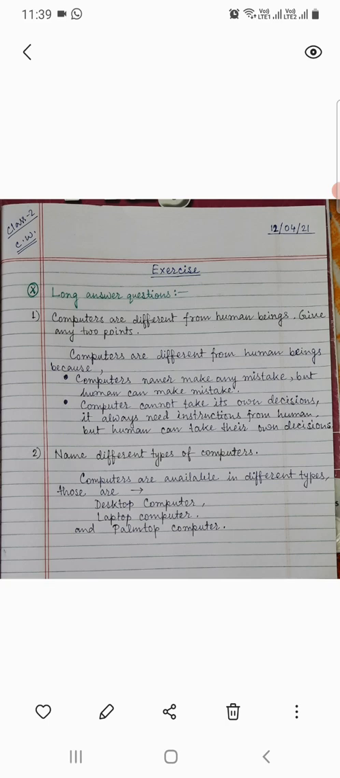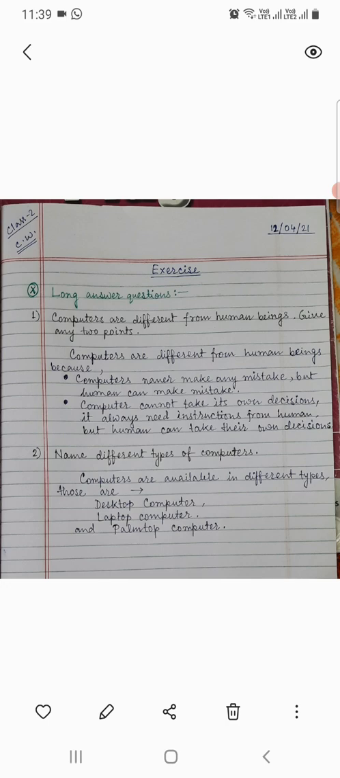If you have 3 marks, you have to write 3 points. So you have to write those long answer questions according to the number of marks. As you can see, the question already told you to write 2 points. That means this will be a 2 marks question. You have to write only 2 points.